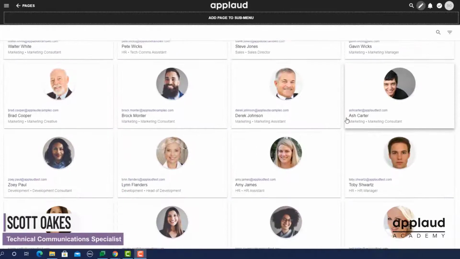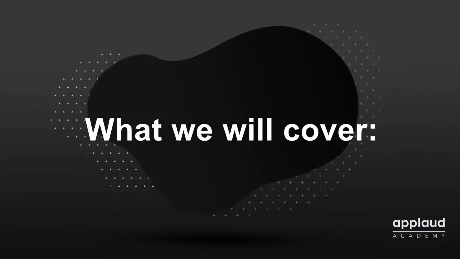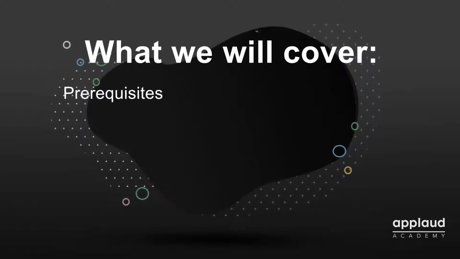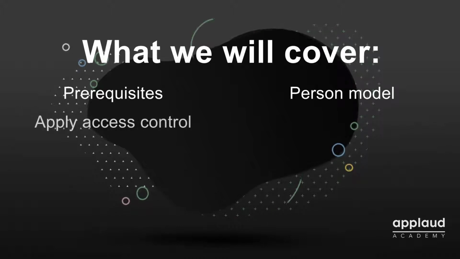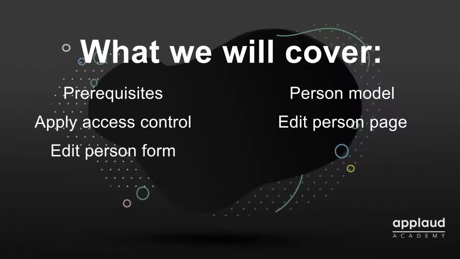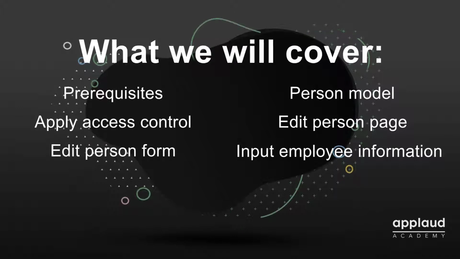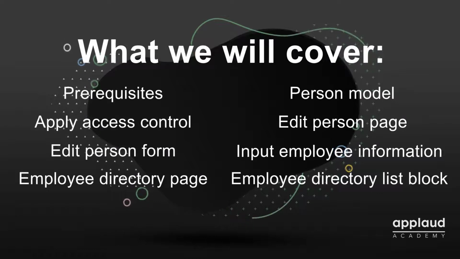In this tutorial, we're going to take you through the process of building a simple employee directory. The tutorial steps include prerequisites, including creating an employee role and assigning the role to new users, creating a model to store information on employees, including their job title and department, applying access controls to your model, creating a page to host the employee directory form, and creating the form itself to allow for employee information to be inputted, followed by inputting employee information using the form, finishing with creating an employee directory page and using the list block function to create the directory itself.